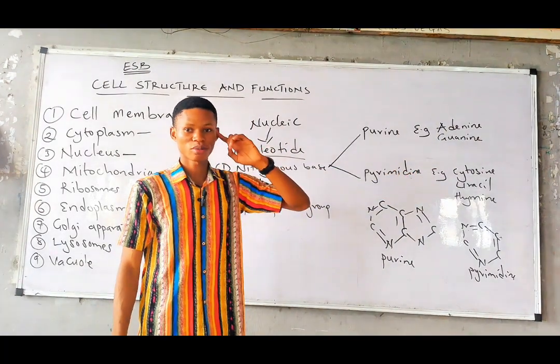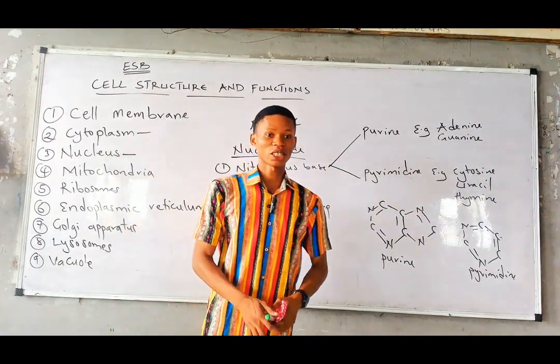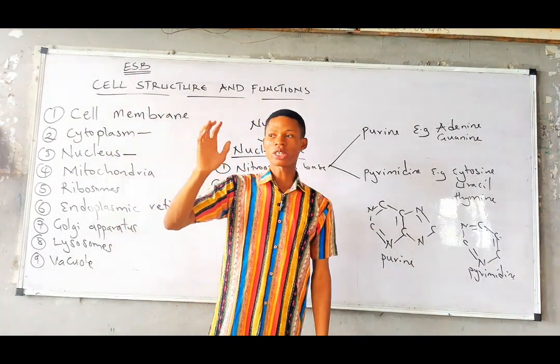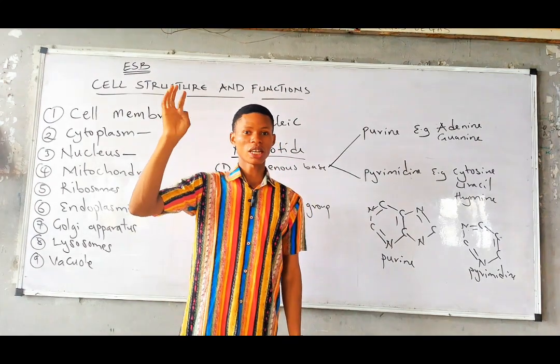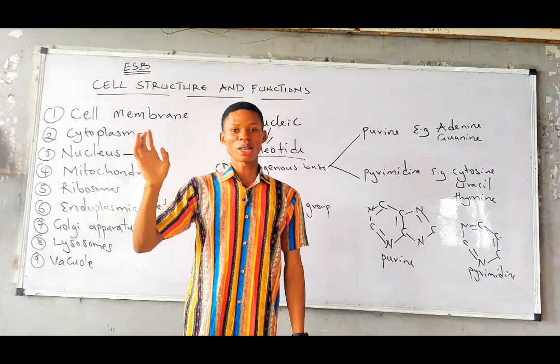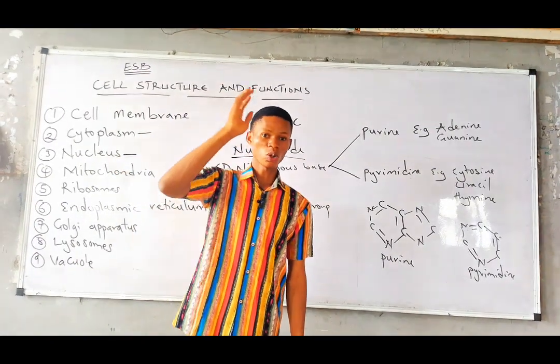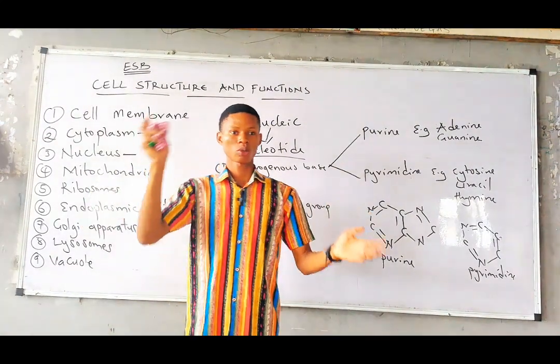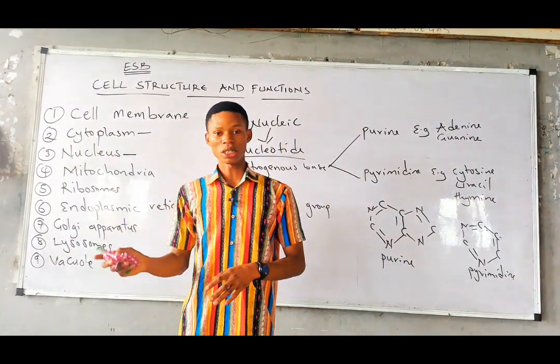Any questions so far? If you forget everything we said, don't forget that the building block of nucleic acid is the nucleotide. And a nucleotide contains three things: a nitrogenous base, a pentose sugar, and a phosphate group. If you keep the phosphate group aside, what you have is a nucleoside. And that nitrogenous base can be divided into purines and pyrimidines. Good.